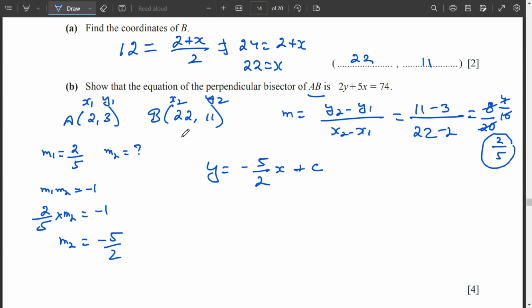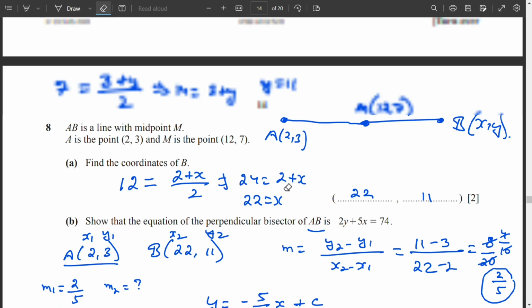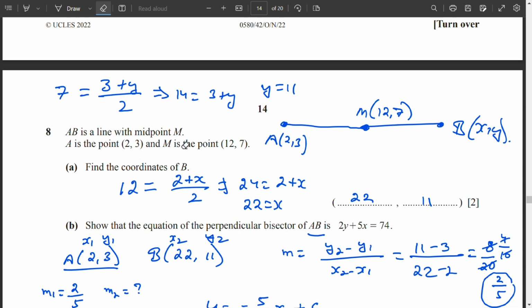To calculate the value of c, we know that it passes through point A, 2, 3. So you take 2, 3. You take y 3. This is minus 5 by 2. What is x? x is actually 2. Oh, no, it's not passing through A. It's showing the perpendicular bisector of AB. Oh, I'm very sorry for this. Actually, it will be the perpendicular bisector, so it will be passing through the midpoint M.